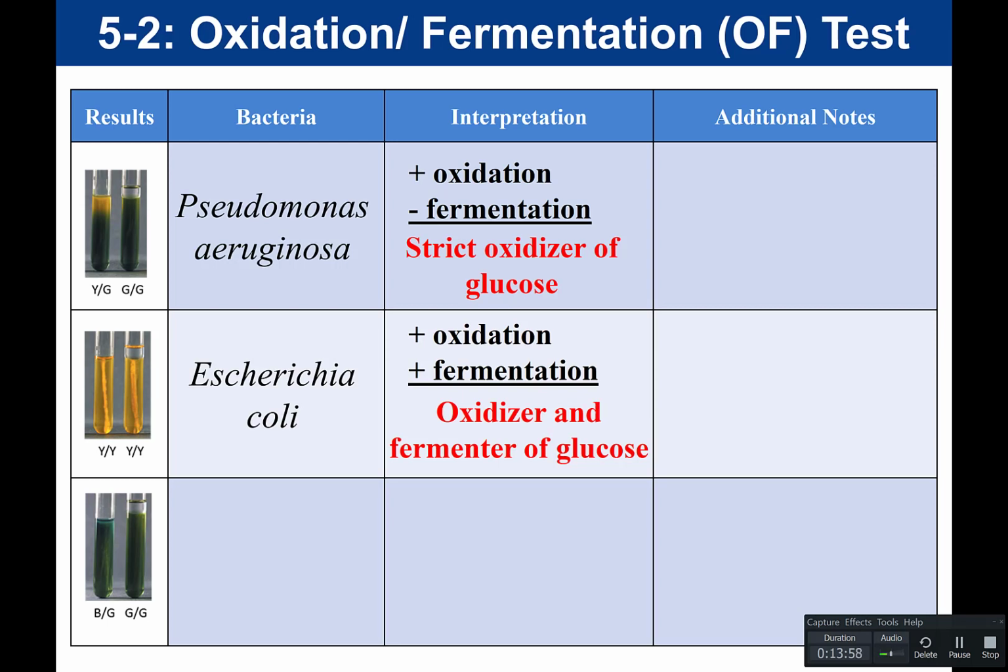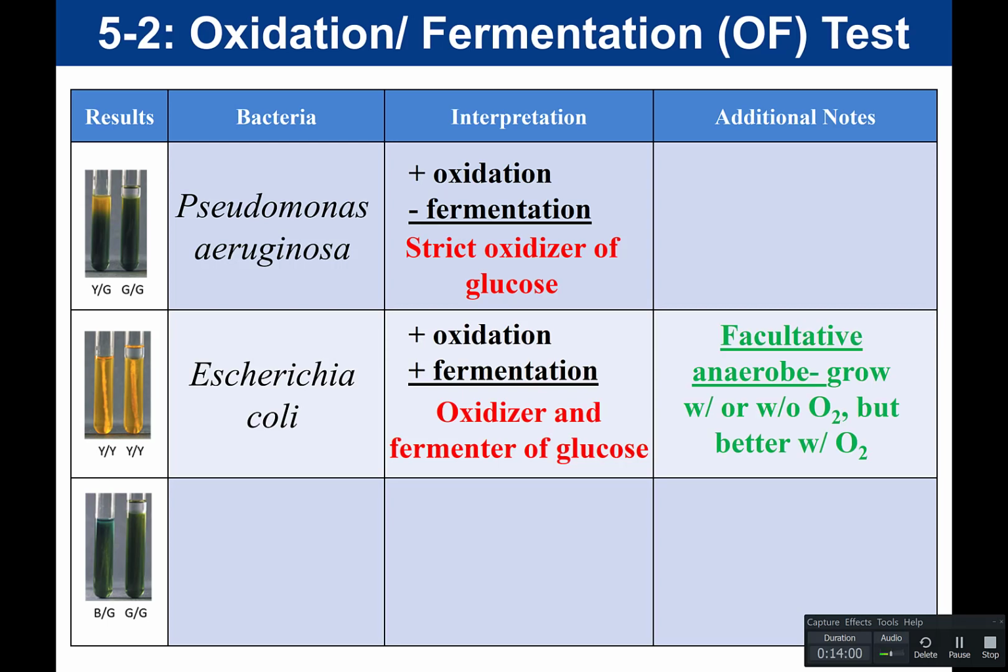What we call this type of organism is a facultative anaerobe. And a facultative anaerobe tells us that bacteria grow with or without O2. So when O2 is present, they will grow. When O2 is absent, they will grow.